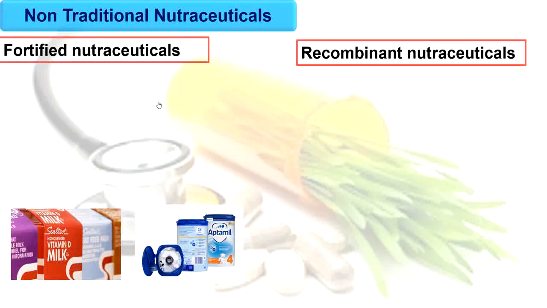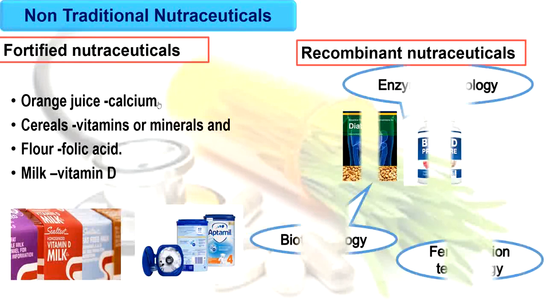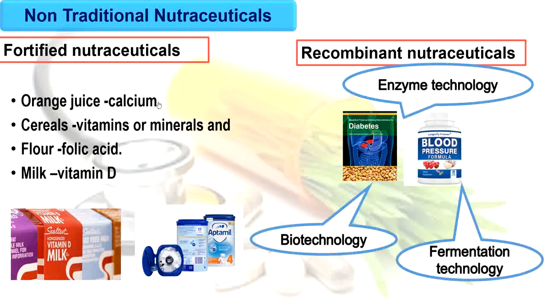Next one is non-traditional nutraceuticals. Under this, there are two classifications: one is fortified nutraceuticals, another one is recombinant nutraceuticals. When you say fortified nutraceuticals, certain food items are fortified with certain essential nutrients. For example, orange juice is rich in vitamin C. Some food processing companies are adding calcium to enhance the calcium quantity in the orange juice.